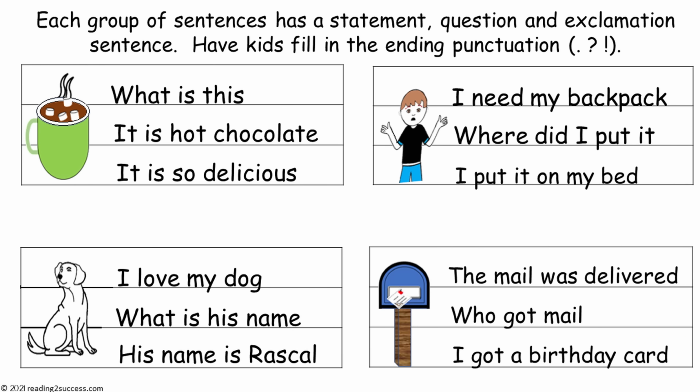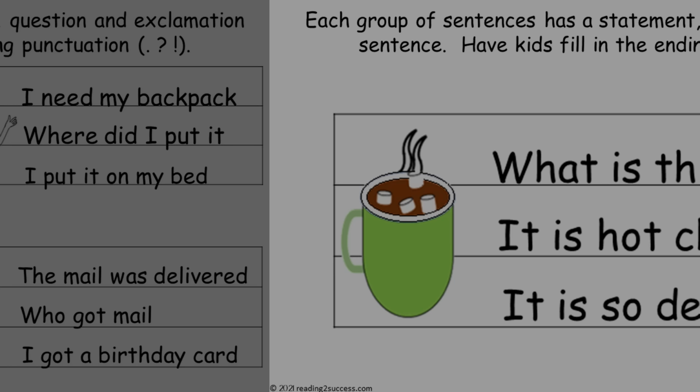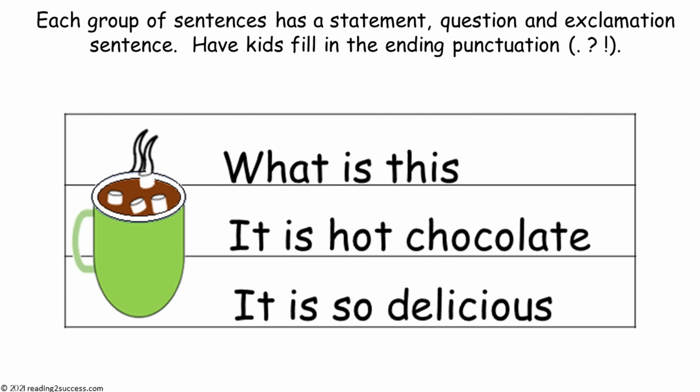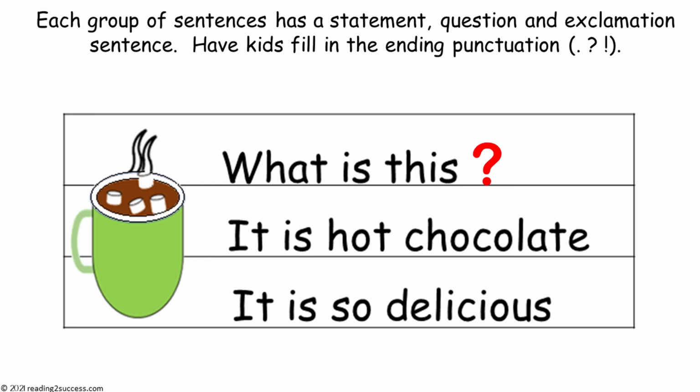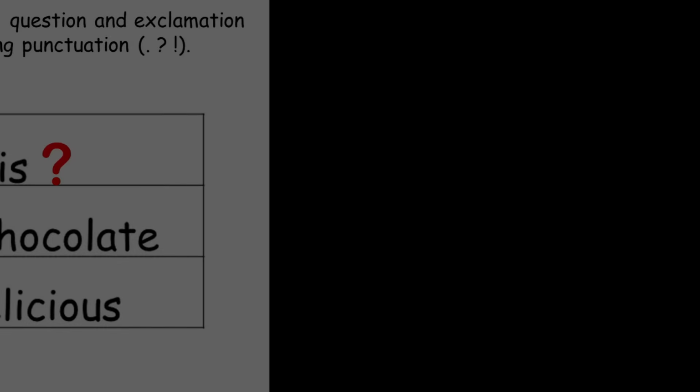One sentence in each group has a period, one will have a question mark, and one will have an exclamation point. With kids, read the first group of sentences. What is this? It is hot chocolate, and it is so delicious. The first sentence is asking a question and starts with the question word what. So the question mark needs to be placed at the end of this sentence.